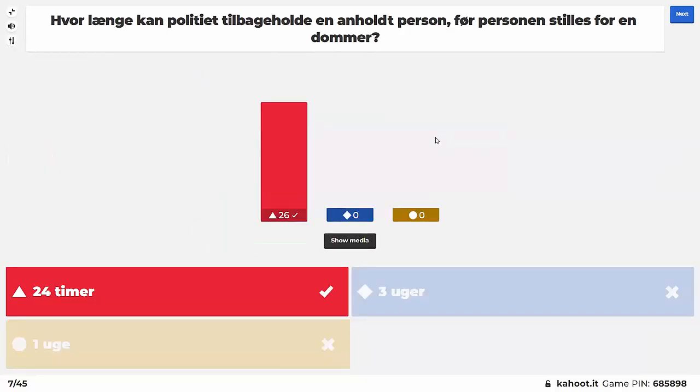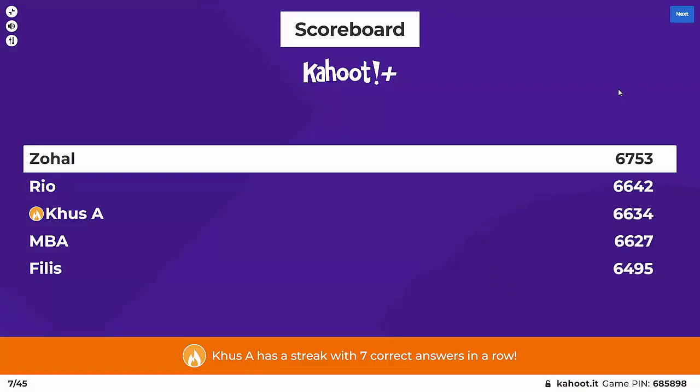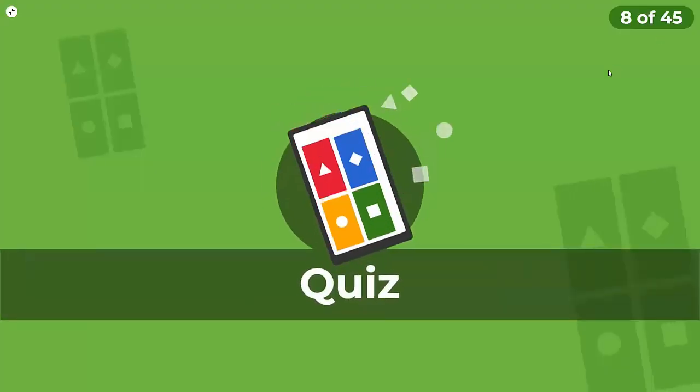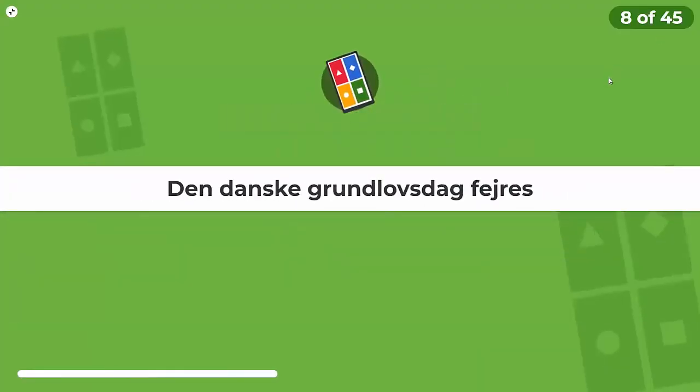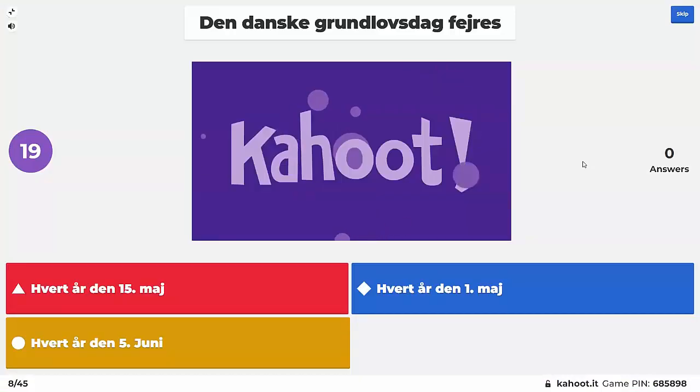Okay. Wow. Round of applause. Not much to say about that. Cahus is on fire. Oh my! He's on fire! 7 correct answers in a row. Let's try to get through this quickly. Everyone should know this by now.